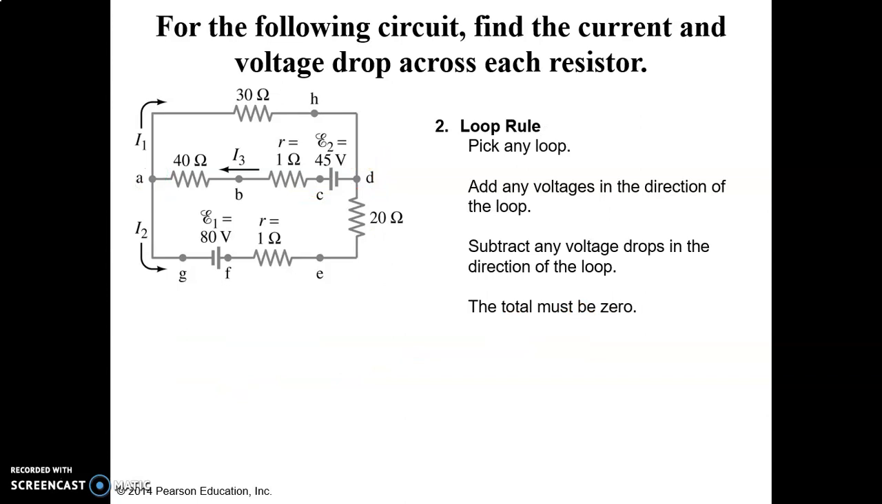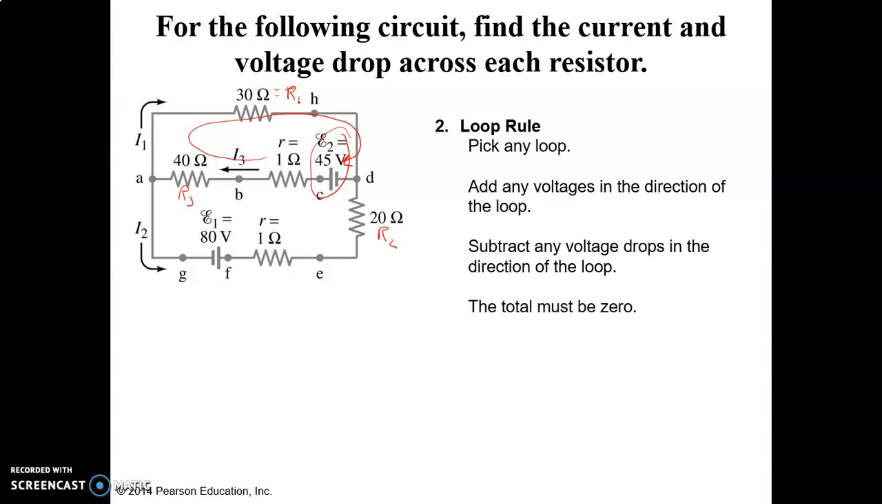Now we use the loop rule to get our second and third equations. So in the loop rule, pick any loop. We're going to start simple and say we've got this battery here, E2, which has an internal resistance of 1 ohm. And we're going to follow a loop all the way around like so. Just for simplicity, since I3 is going through here, we're going to call this R3. I2 is going through this one, so that's R2. I1 is going through this, so that is R1.